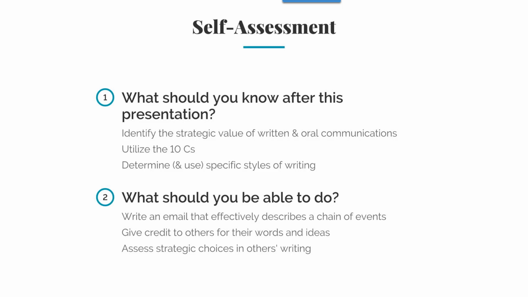And be able to assess strategic choices in others' writing. So why did they choose that word? Where are the problems in their decision making? And be able to identify them and talk about them specifically and calmly, analytically.